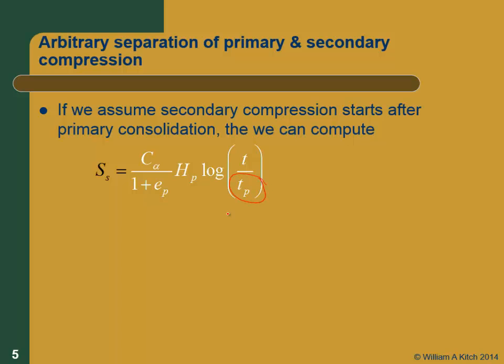First of all, that's got to be t sub p in the field and not t sub p in the lab, because obviously they don't have anything to do with each other. And then theoretically, what's the time for primary consolidation under Terzaghi's theory?